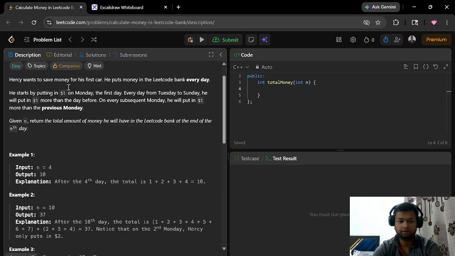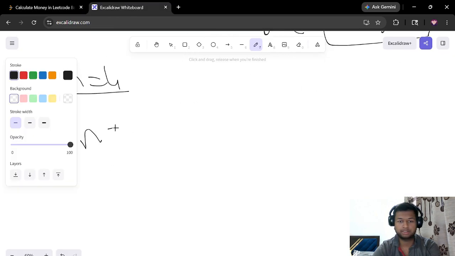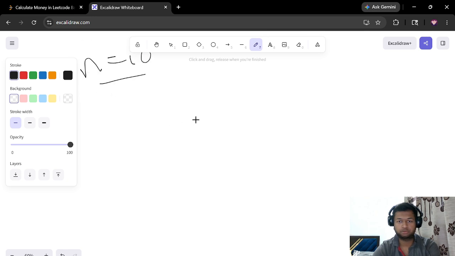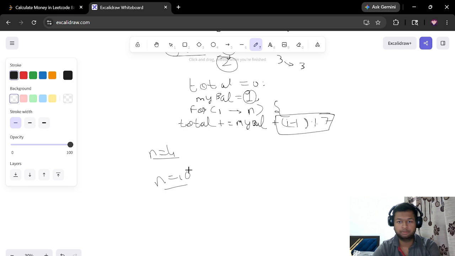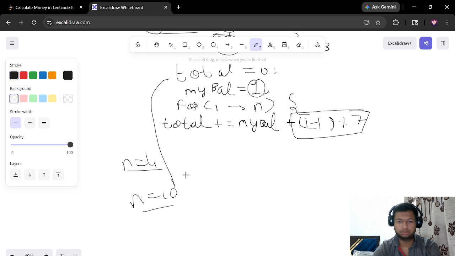We will take n equals to 10. Now let's take n equal to 10 here. So what our algorithm is saying, for n equals to 10, we have total equal to 0, my bell equal to 1, and I will run from 1 till 10. So the first item is total.